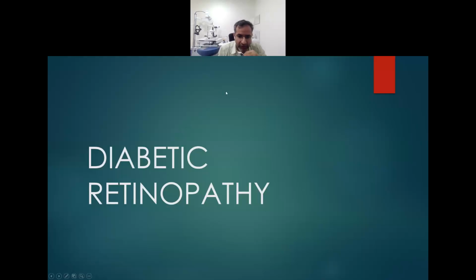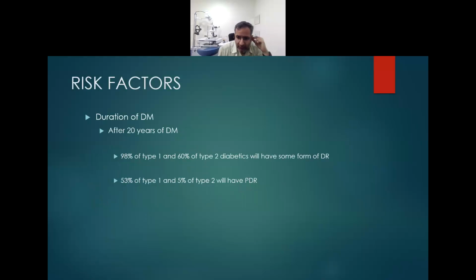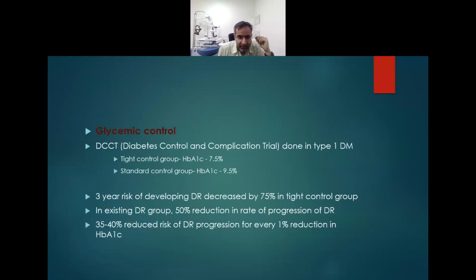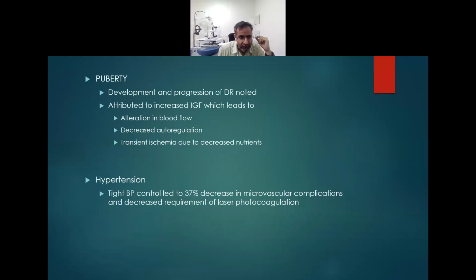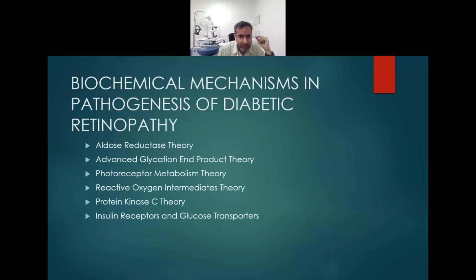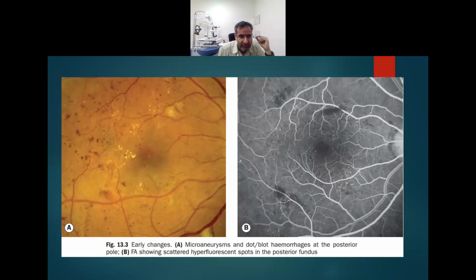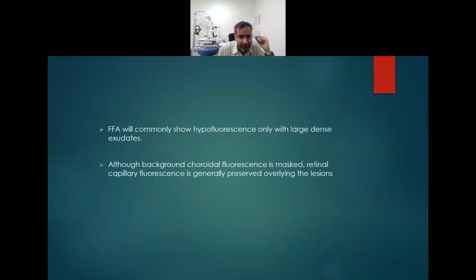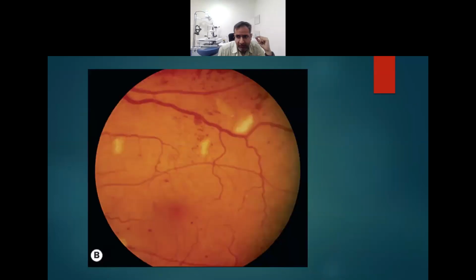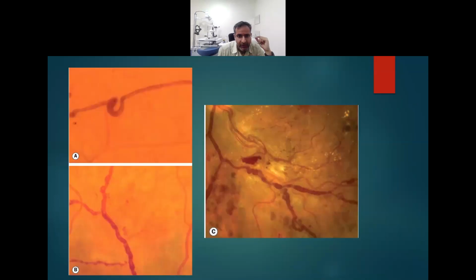We will be continuing with the diabetic retinopathy, which Dr. Cibiram started. This meeting is from Dr. Cibiram's slides, which he was discussing last time. Last time he discussed all the risk factors and the pathogenesis of diabetic retinopathy. So today we will be starting with the classification.